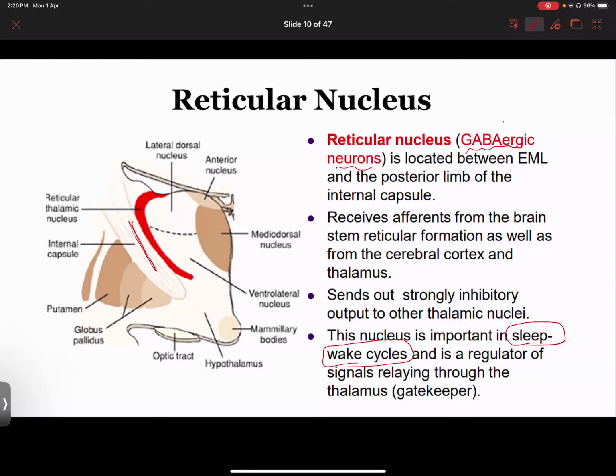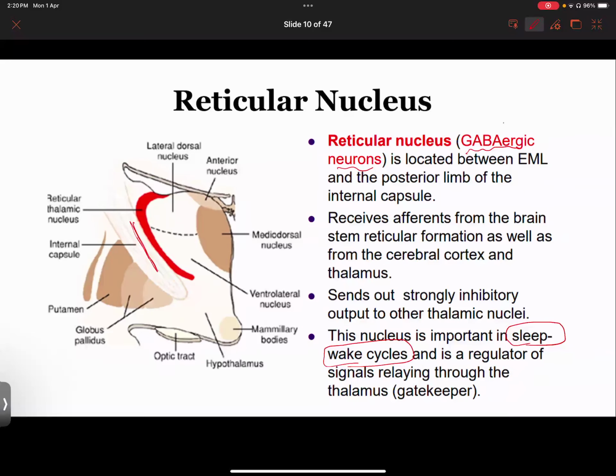It makes sure everything in the thalamus is working properly because it gets a lot of afferent information from different parts of the brainstem, the cerebellum, and the thalamus itself. All of these are integrated, and then it's going to inhibit other thalamic nuclei. I hope everything is clear up till now. It's easy, I feel like. Okay.